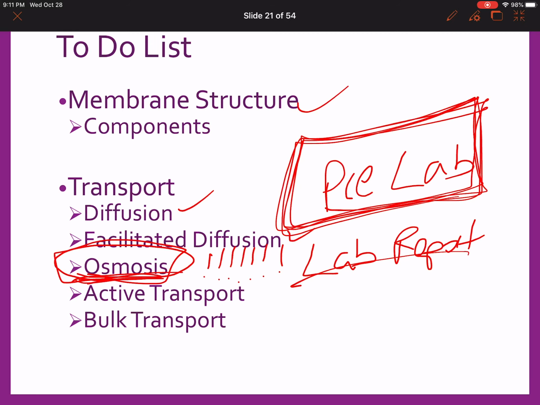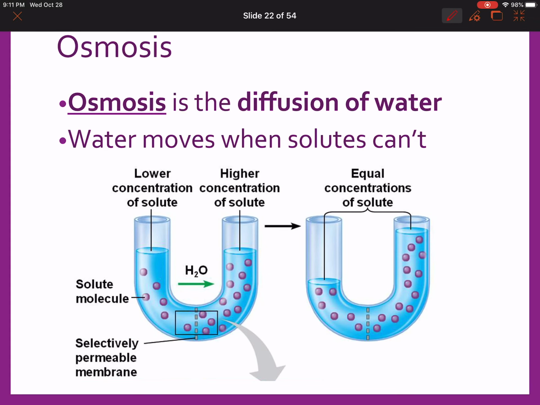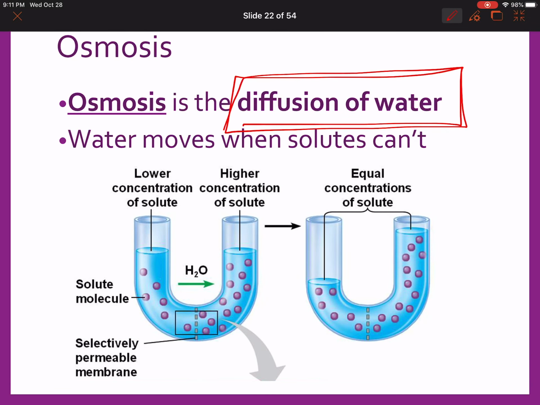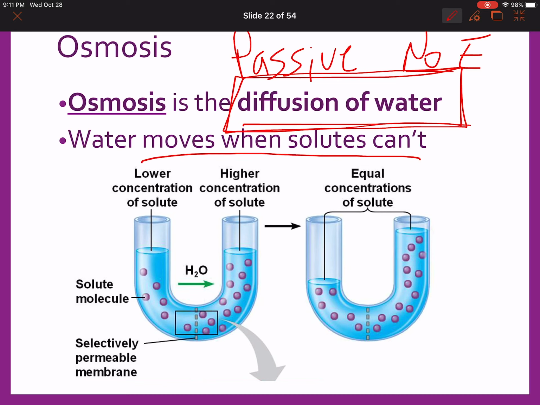So osmosis. Osmosis is very simple. It is the diffusion of water. Simple. It is passive because diffusion, and it is no energy. We are not hooking your eggs up to a battery. That would be bad. Okay? No energy required. Water moves when solutes can't.